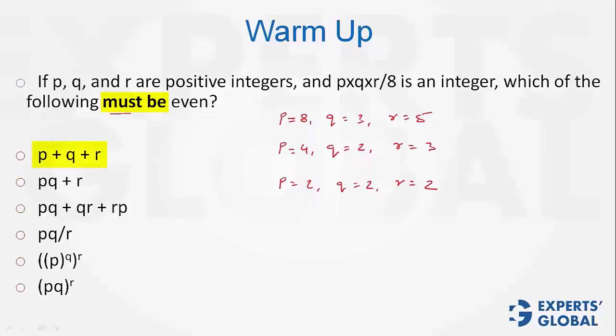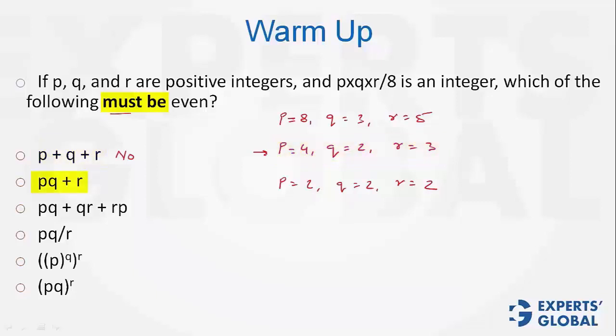p plus q plus r. We have to look for just one case where no is a possibility. So yes, p plus q plus r is even in this case. You can see 2 are even, 1 is odd, and therefore we can say that yes, there are cases where p plus q plus r can be odd. Hence, no. In this case, p plus q plus r must not be even.